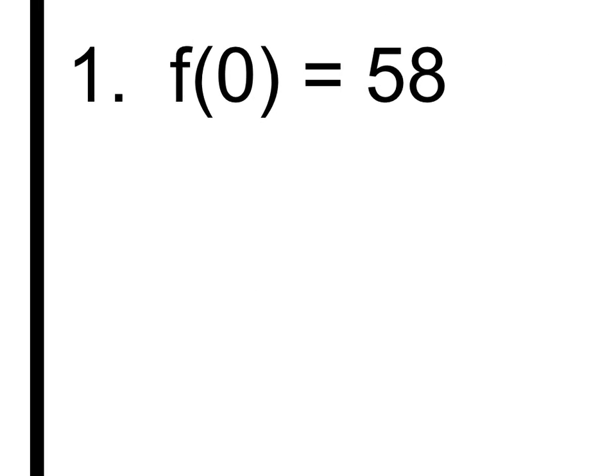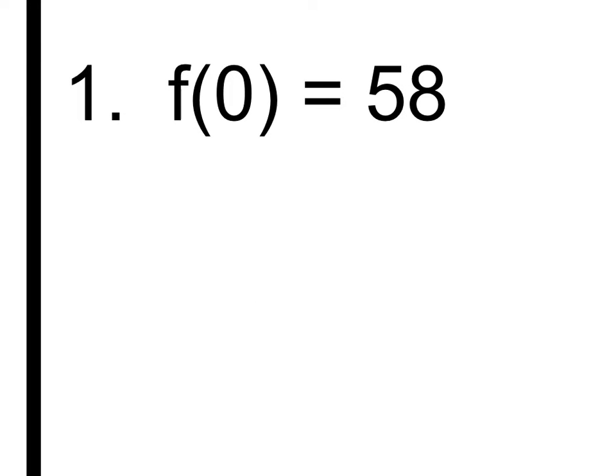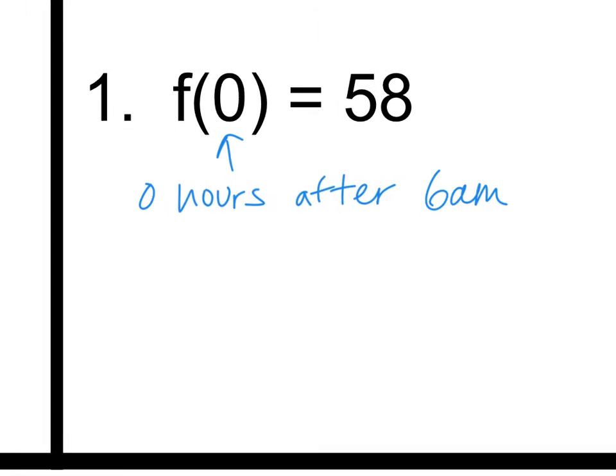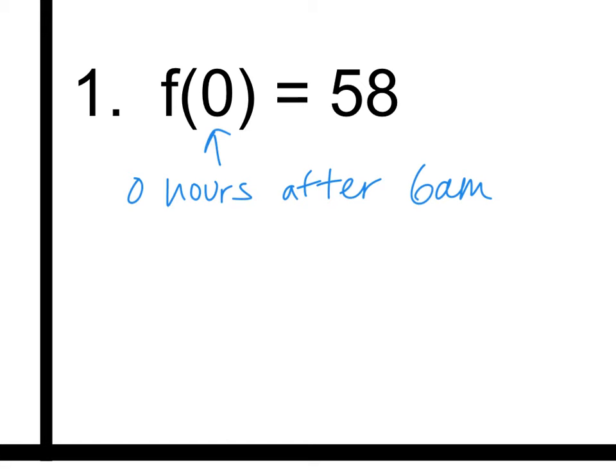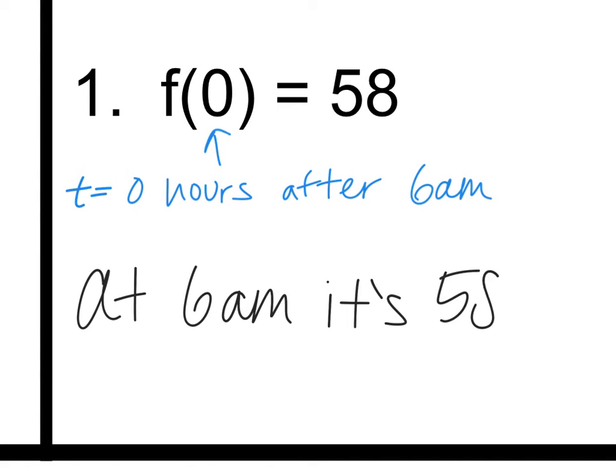So if you look at number 1, it tells you, by looking here, it has been 0 hours after 6 a.m. This isn't the explanation. I just need you to understand that that's your t for time. I'm going to say t equals that. It's been 0 hours after 6 a.m. What time is it? It's 6 a.m. because it's been 0 hours after 6 a.m. But what's the temperature? 58. So at 6 a.m., it's 58 degrees Fahrenheit.